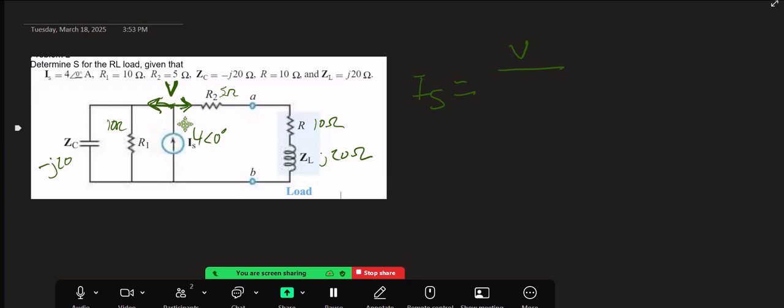over the impedance to the left-hand side, which would be R1 ZC over R1 plus ZC. So that's the current going off to the left, plus the current going off to the right would be V over R2 plus R plus ZL. Now we know what IS is. IS is 4.